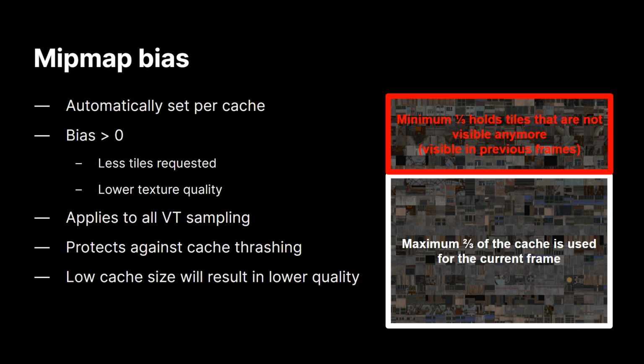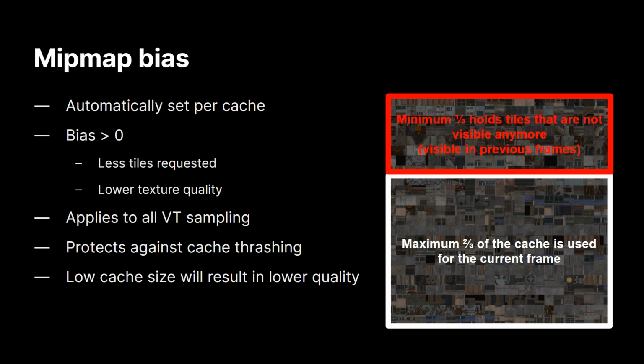For that, we have an automatic system that automatically sets a mipmap bias per cache, or per texture format. Once the cache is overused, the bias will go up, and that means that tiles from higher mip levels will actually be requested. So if the bias is higher than 0, fewer tiles will be requested per frame, and so the texture quality will actually lower. This is applied to all VT sampling.